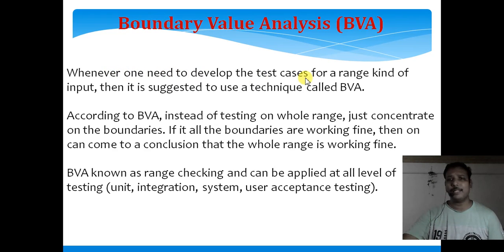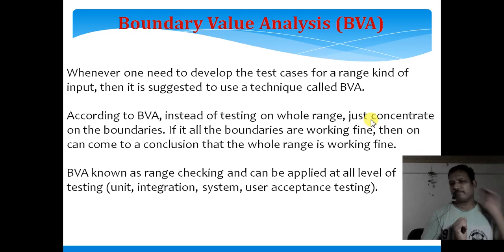Whenever one needs to develop test cases for a range kind of input, it is suggested to use a technique called BVA, or boundary value analysis. According to BVA, instead of testing the whole range, concentrate on its boundaries. Suppose the age field has to accept ages from 18 to 60. In that case, how many test cases can you write? How many positive test cases, and how many negative test cases?